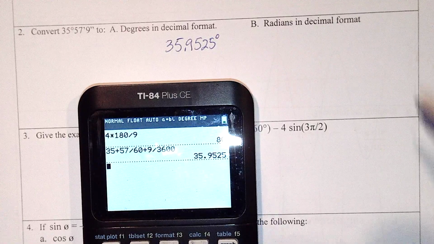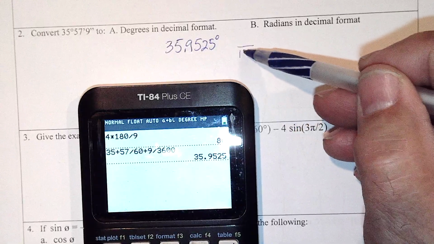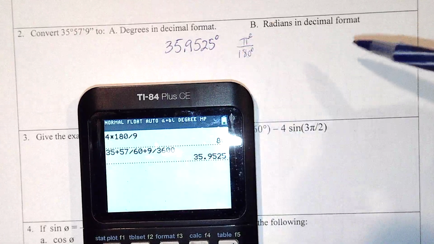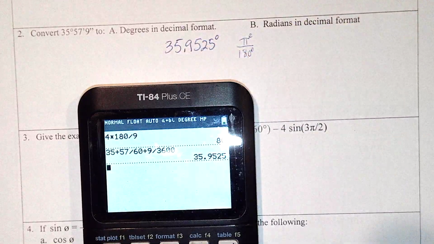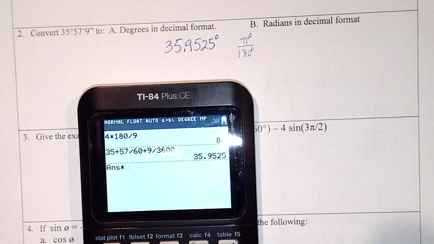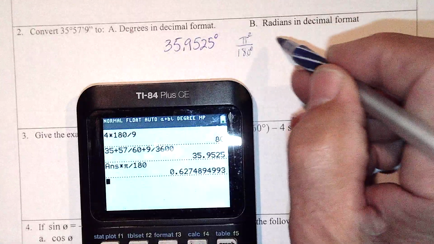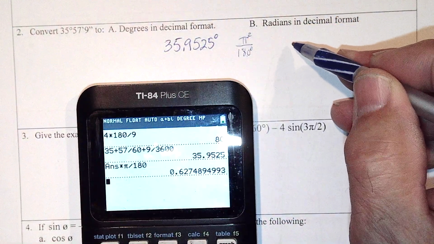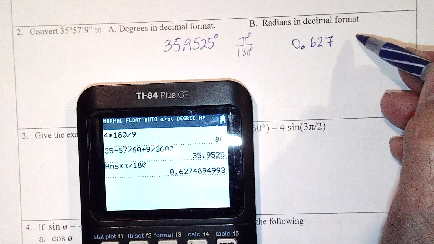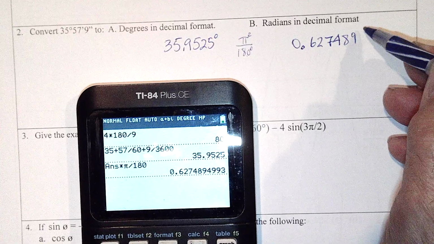And to change that to radians, I have to multiply by 1 that has the degrees canceling. So I do 180 in the denominator and pi in the numerator. And that times this would make it radians. So I got to take my answer times pi divided by 180. And I get 35 degrees something something something is 0.627489 radians.